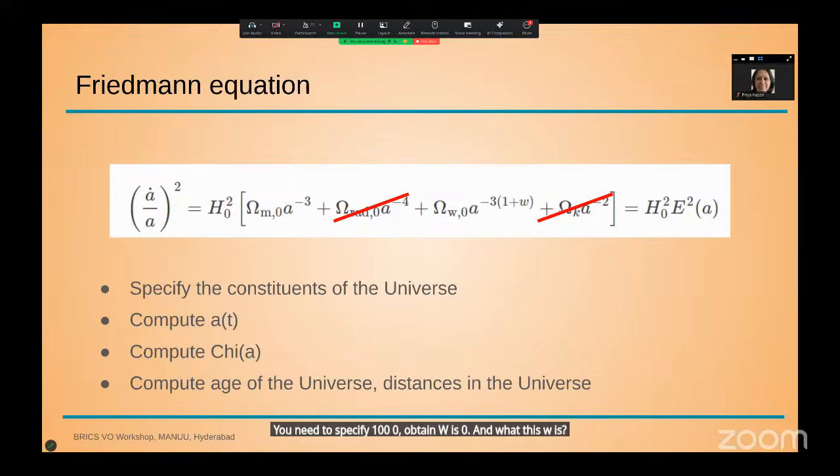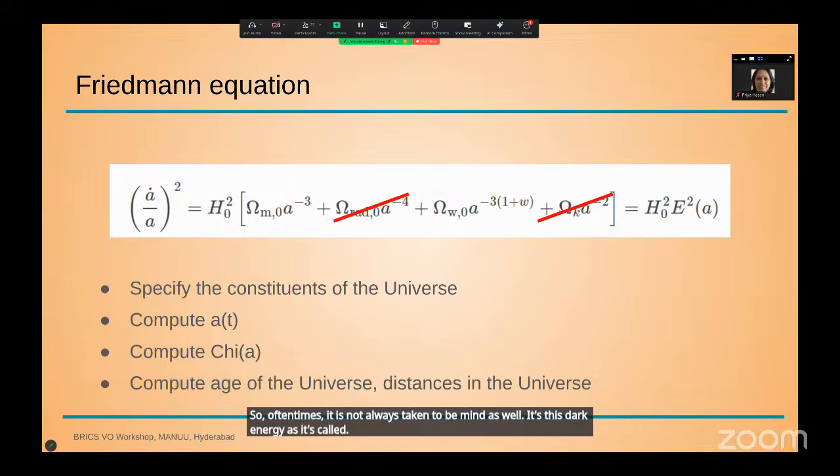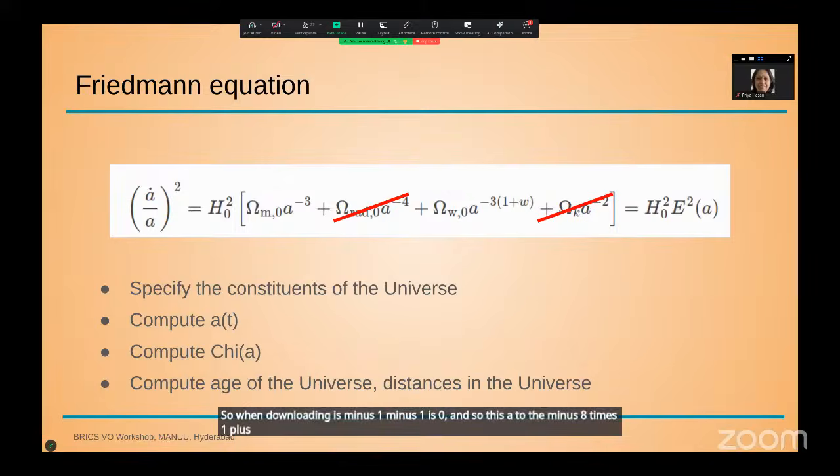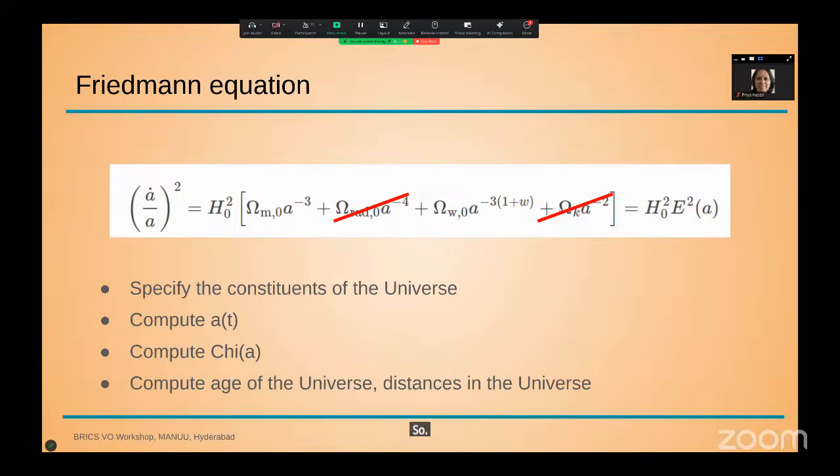So oftentimes this w is taken to be -1. It's this dark energy, as it's called. So when w is -1, 1 plus w is 0, and so this a to the minus 3 times 1 plus w is not required. All you have is this omega w or omega lambda. So I can specify omega n 0, I can specify omega lambda 0, and I'm done.